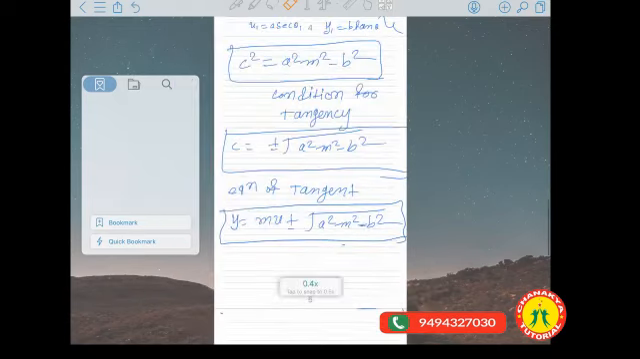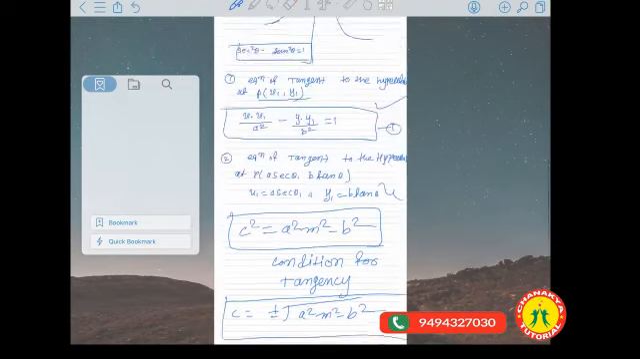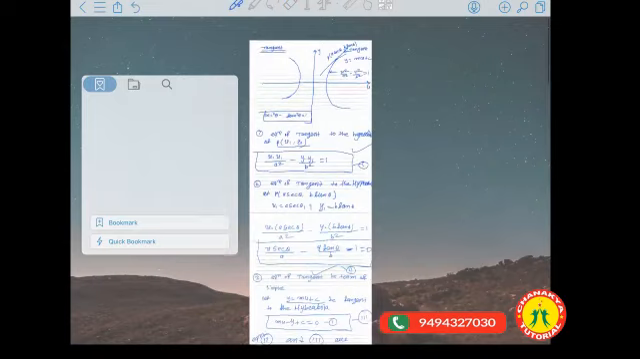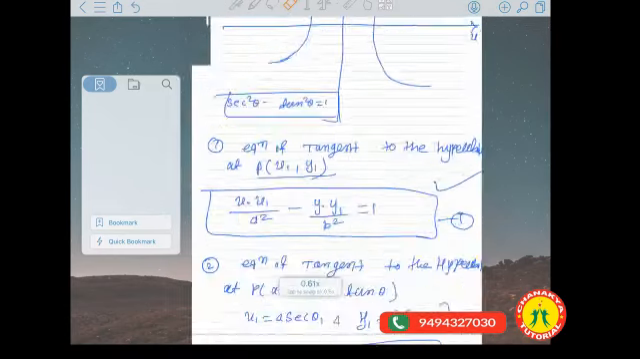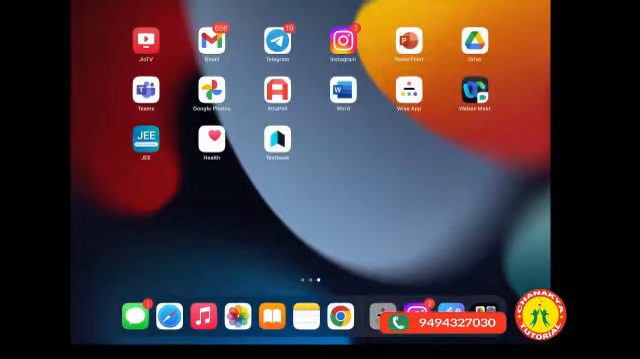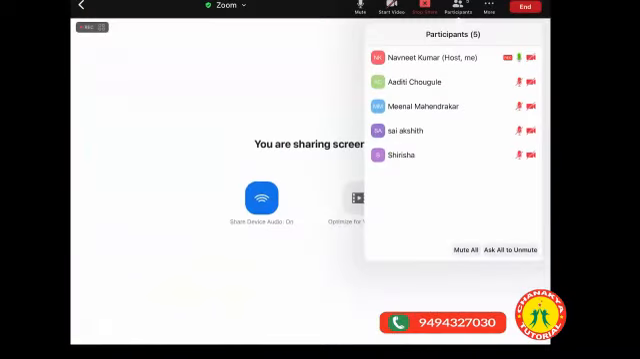So we need to remember this formula: y is equal to mx plus minus root under a square m square minus b square. Everything is clear? Srisha, doubt है? No doubt, sir. Minal? No, sir. Shai? No doubt, sir. Okay.